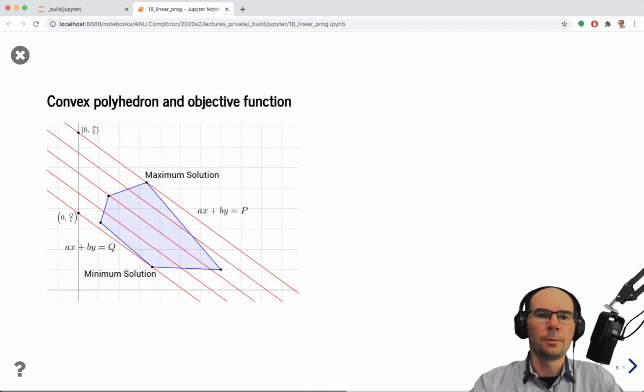Here's another picture. We also have a 2D case with two variables. A polygon is drawn in blue, and the red lines are the level curves of the objective function. Because the objective function is linear, these level curves are actually lines, and you can see how one vertex gives the minimum solution and another vertex gives the maximum solution of the linear programming problem. So you could think of this as a combinatorial problem of finding the vertices and then trying to find a vertex which maximizes or minimizes the objective function.